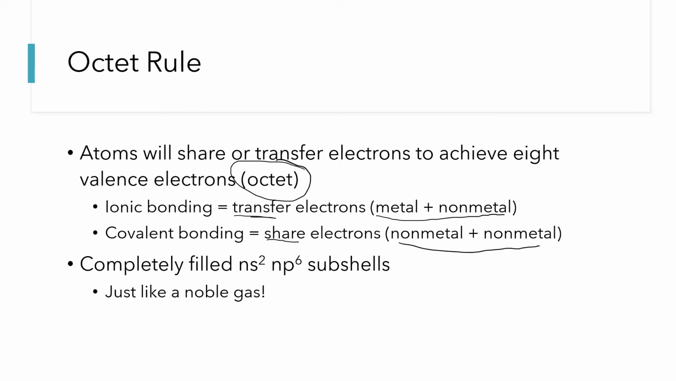But here's where that octet comes from. 8 electrons are going to be arranged in these subshells. So whatever your highest energy level is, we'll call that N. We're going to completely fill the S and P subshells, so ns2, np6. So 2 plus 6 gives us those 8 electrons. And that electron configuration looks just like a noble gas, which we already know to be a very stable, low energy electron arrangement, which is why the noble gases generally don't undergo chemical reactions.